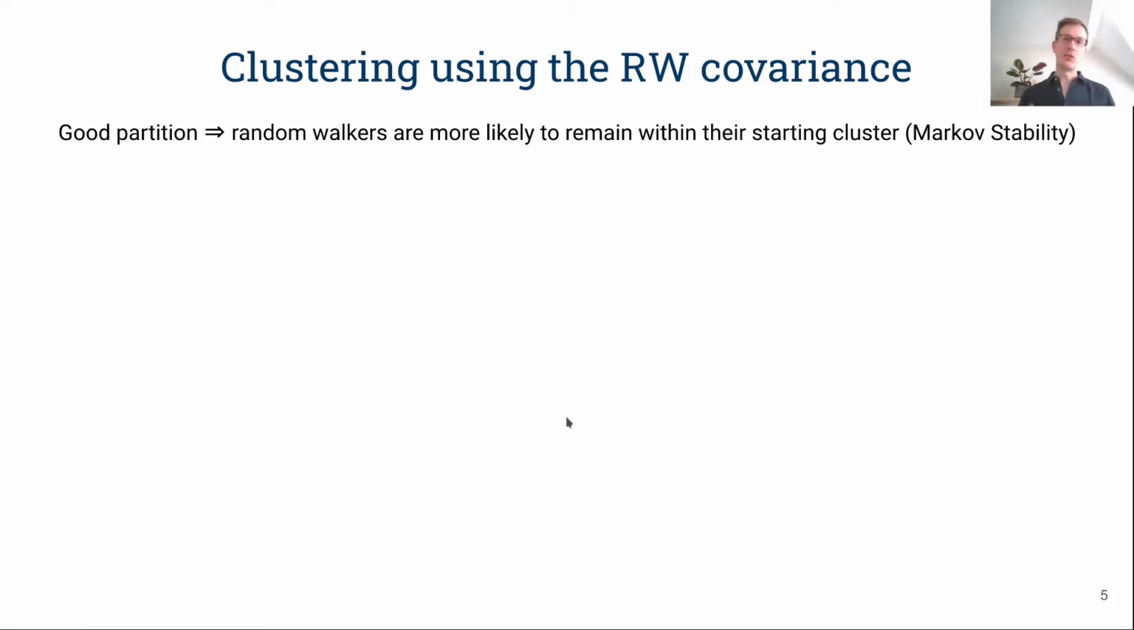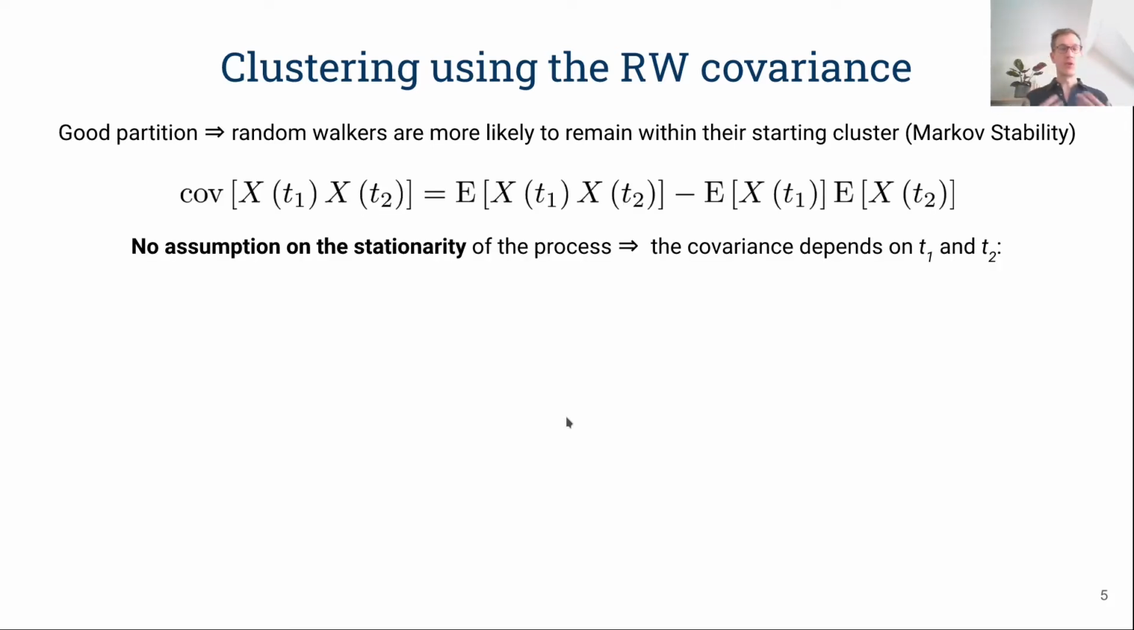To do that, we can use the covariance of the random walks. This comes from the idea that we want to define a good partition as a partition where random walkers are more likely to remain within the starting cluster, which is the framework of Markov stability for static networks. But here we have a temporal network, so to express this goodness of a partition, we can use the covariance of the random walk process, which looks at the expectation of the process at T1 and at T2. We want it to be high because we want the random walker to stay in the same cluster, minus the same thing for 2 independent random walkers. But here we don't make any assumption on the stationarity of the process, which means that the covariance depends on T1 and on T2.